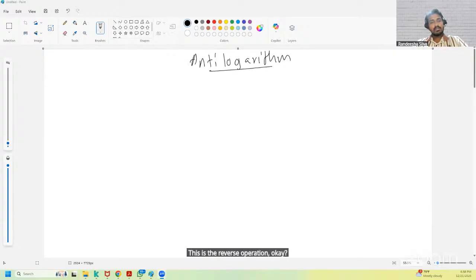Okay. So far we learned how to turn a number into a logarithm. Now we are going to learn how to do the opposite.